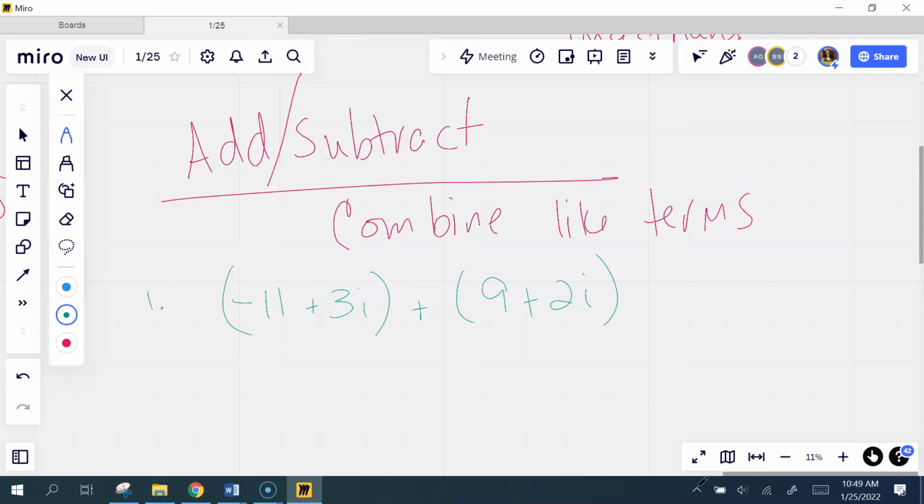If I want to add these two complex numbers together, just look at the parts that go together. Look at the real number parts. Negative 11 and 9. What is negative 11 plus 9? Negative 2. And then look at the imaginary parts. What is 3i and 2i? That's it. Easy.